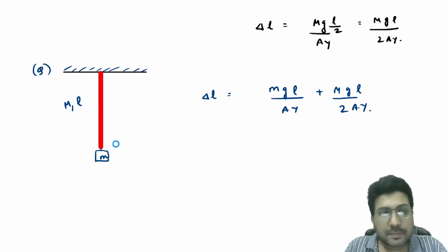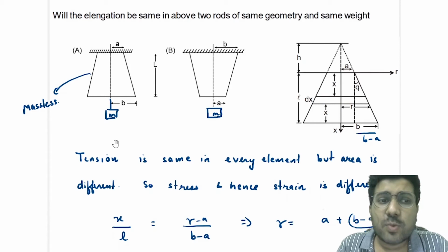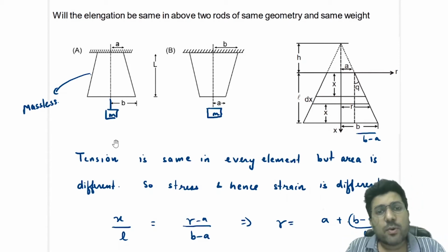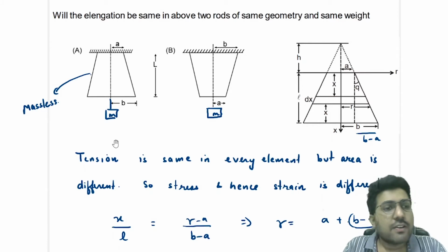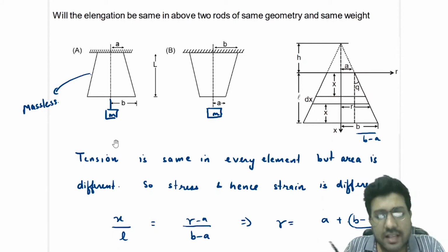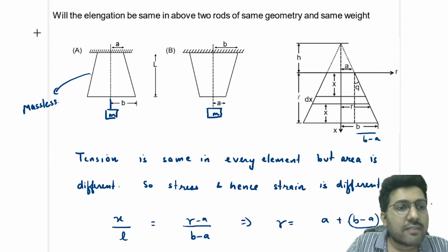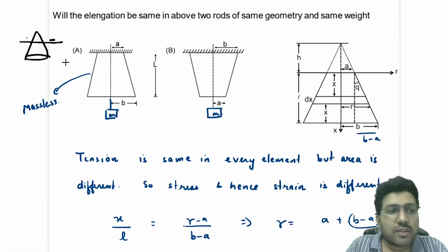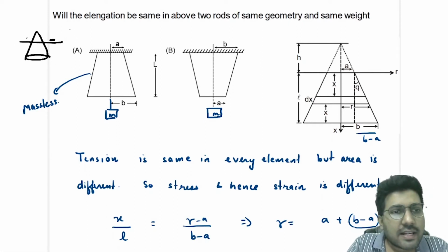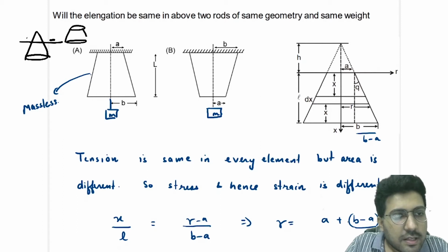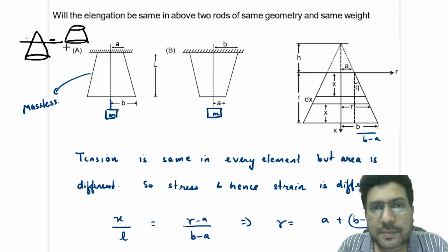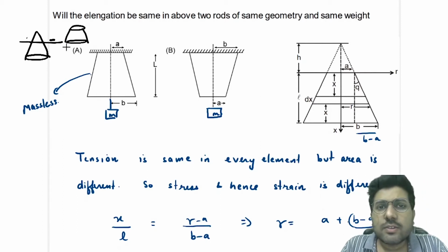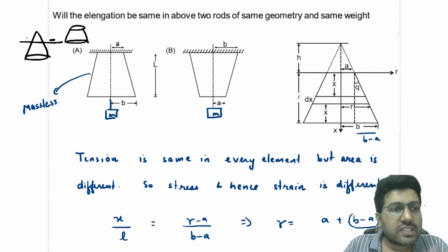Okay, then the next question is very important. Suppose you have two frustum shaped rods. Now what is a frustum shaped rod? First, frustum means a half cone. That means you have a cone, but it is cut like this, in that case you will get this. This is a frustum shaped rod. You can also call it a truncated cone, so a cone which is cut.